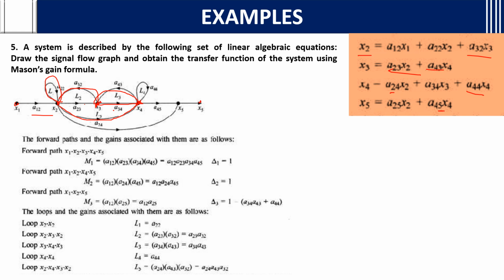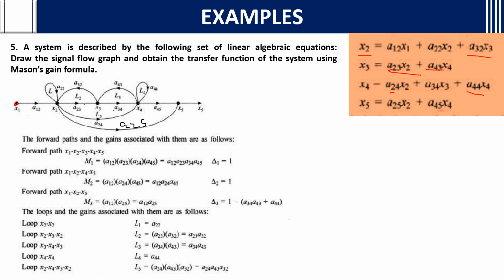Then you have x5. x5 is nothing but a25. From 2 to 5 there is a gain. a25 is the gain. Then I think this is missing here. a25 is the gain, going from the 2nd to the 5th point. Then 4 to the 5th point, what is going? a45 is going. So a45 will be the gain. Now we are done with the signal flow graph.